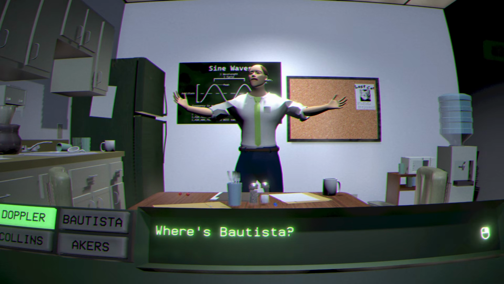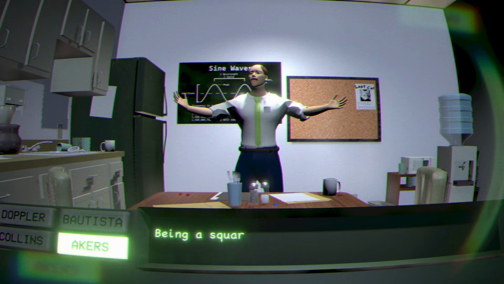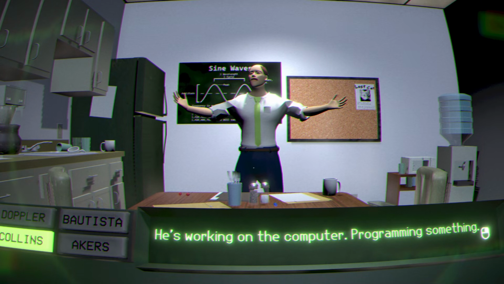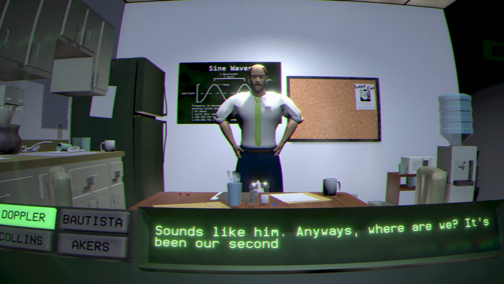Alright, gotta get my voice for Doppler back. It hurts my throat a little bit. Where's Bautista? Being a square, I reckon. He's working on the computer, programming something. Sounds like him.